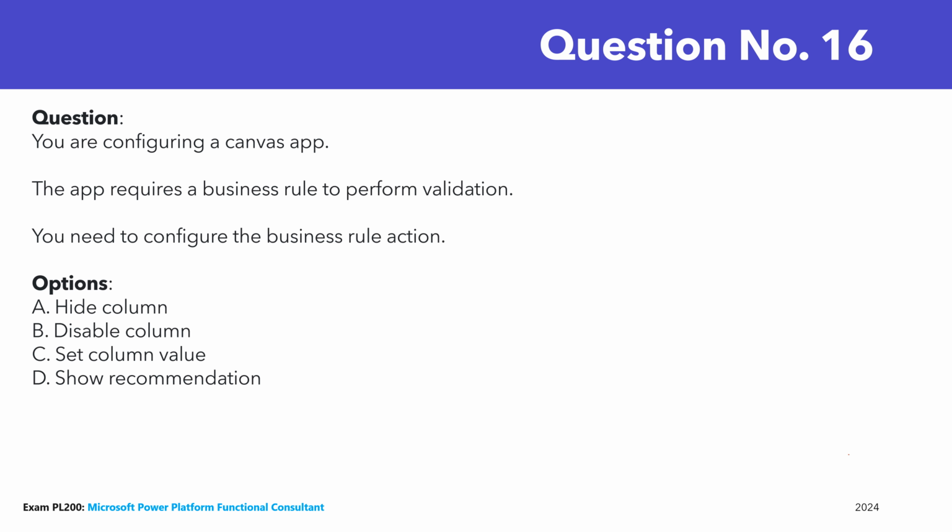Question: you're configuring a Canvas app. The app requires a business rule to perform validation. You need to configure the business rule action. Options: A. Hide column. B. Disable column. C. Set column value. D. Show recommendation.